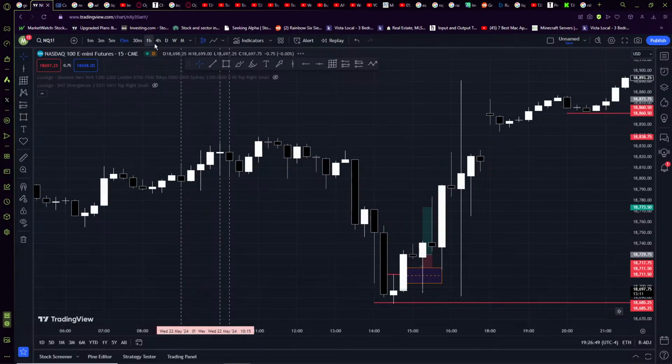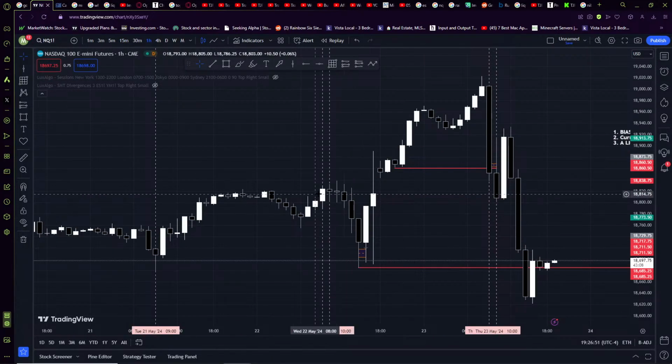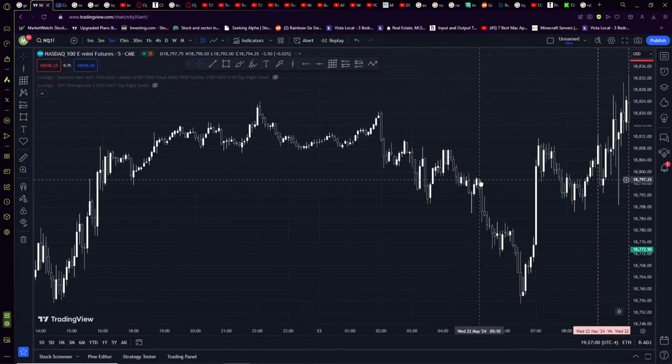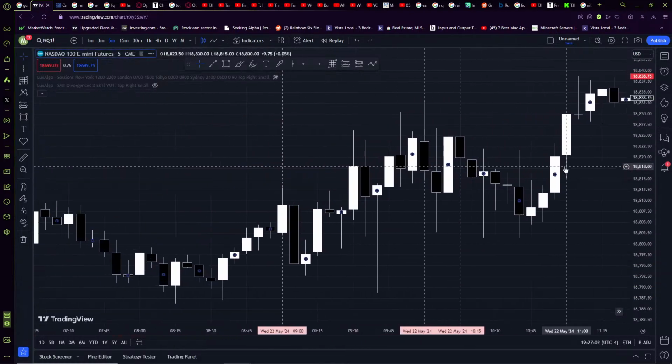Let's see. 1 hour bias of that day. Bearish, 4 hour bias. Bullish, we're looking for longs. You just get onto the 5. I'm just gonna use that real quickly. Oh yeah, way too choppy.